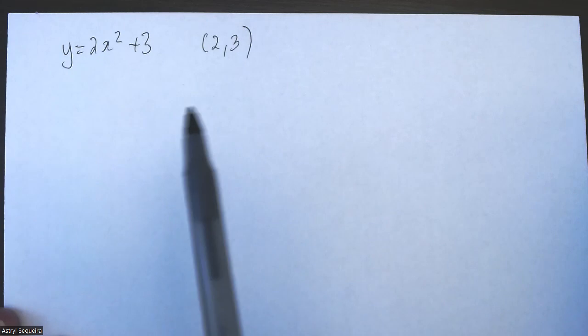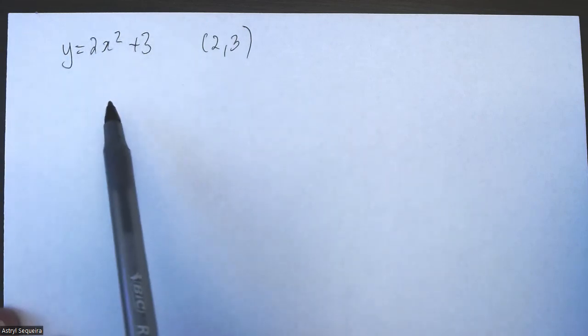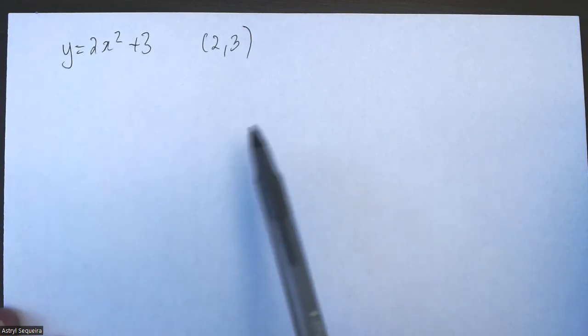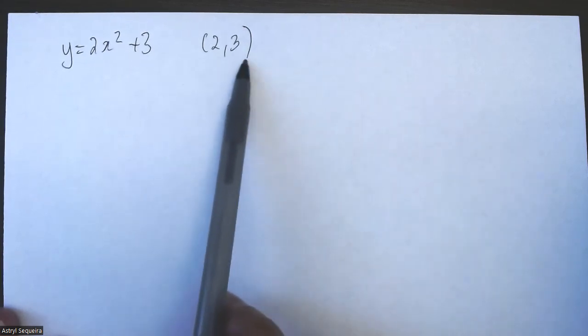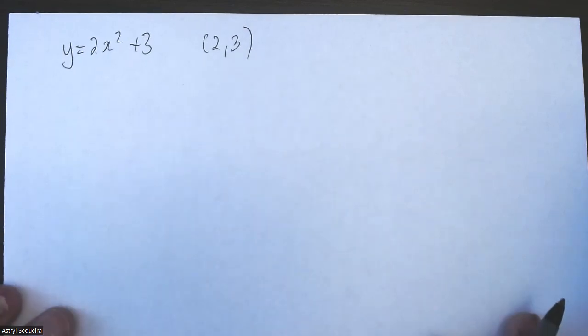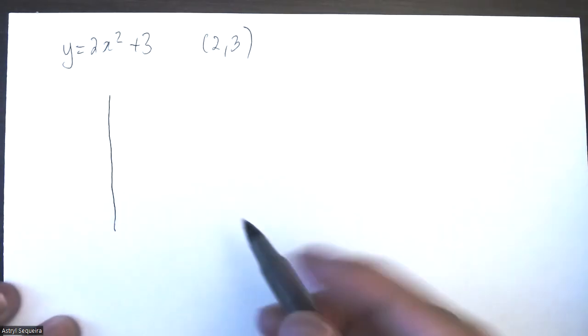All right, so in this video, we have a quadratic equation right here, and we want to find the equations of the tangent lines that pass through this point here. So the tangent lines pass through this point. So we always want to sketch this out to begin with to give us a good idea.